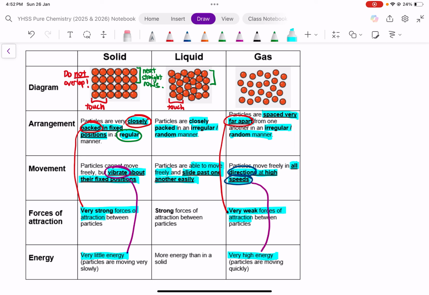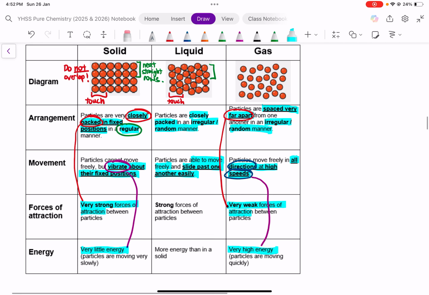And so, this particular page where you have the drawing of the diagrams as well as a description of the arrangement and movement of particles in each state will be crucial to learn. You will need to learn this very well, but don't just memorize it. Learn how to deduce the energy and the forces of attraction between particles from the arrangement and movement of particles. See the linkages which I've drawn for you on this page as you learn this page.